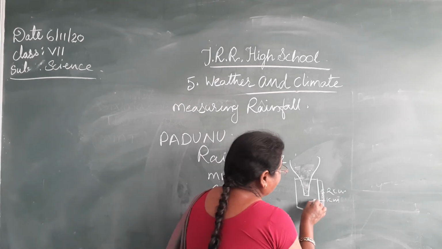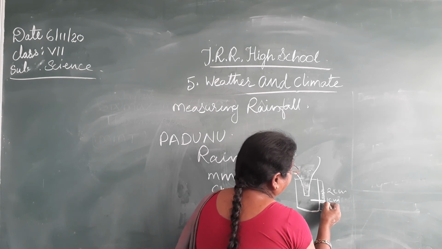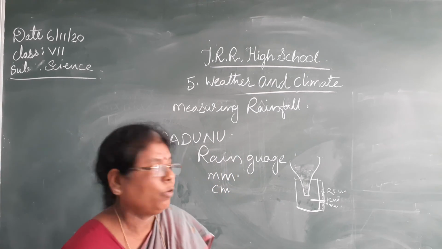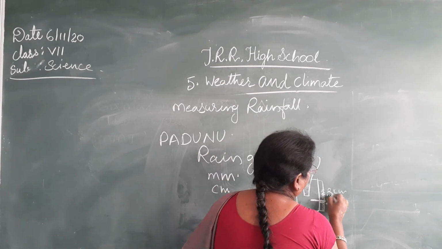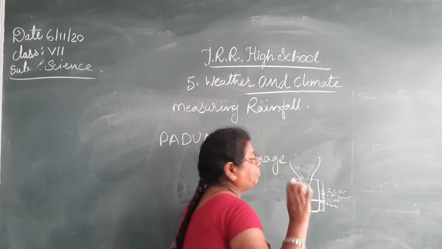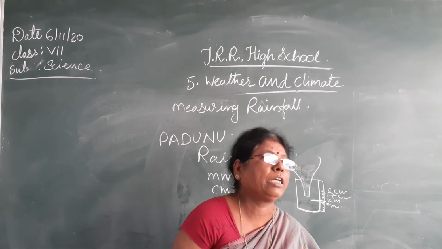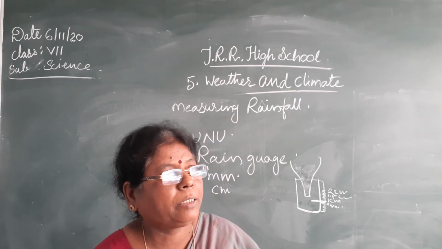Suppose the water touches 1 centimeter. Up to the 9th small line only, that means 9 millimeters of rain occurred. Isn't it? 1.5, 5 lines again you take, that is 1.5 centimeters of rainfall. So like this you can measure the amount of rainfall when rain occurs by using this apparatus.